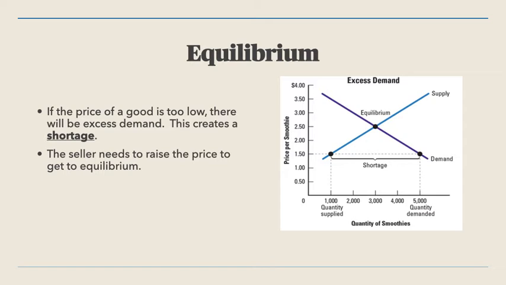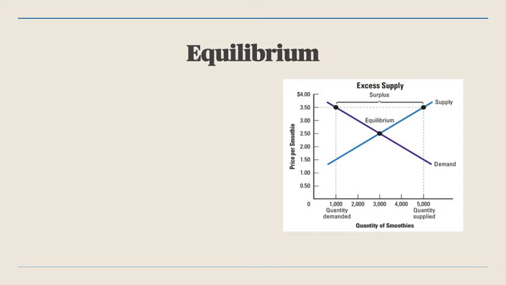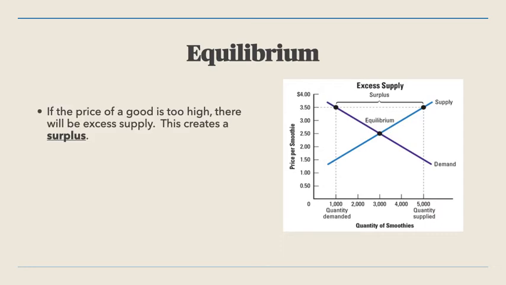What about the flip of that? What if the price is too high? That's going to create excess supply and a surplus. So if the smoothie store sets the price at $3.50, they're going to be willing to make a lot of smoothies because that's a good price. They can make a lot of money. They'd be willing to make 5,000 smoothies at that price.